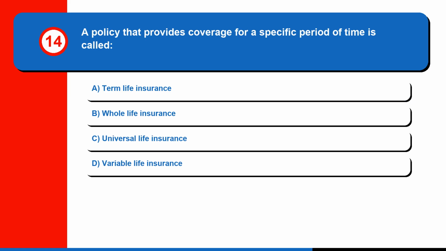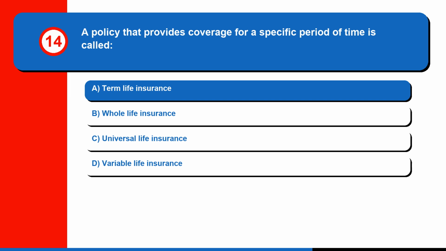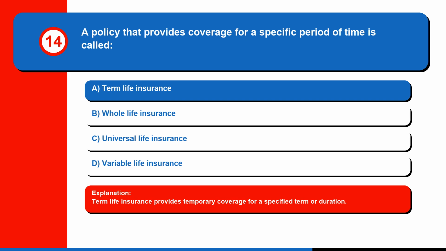Question 14. A policy that provides coverage for a specific period of time is called A. Term life insurance, B. Whole life insurance, C. Universal life insurance, or D. Variable life insurance. The correct answer is A. Term life insurance. Term life insurance provides temporary coverage for a specified term or duration.